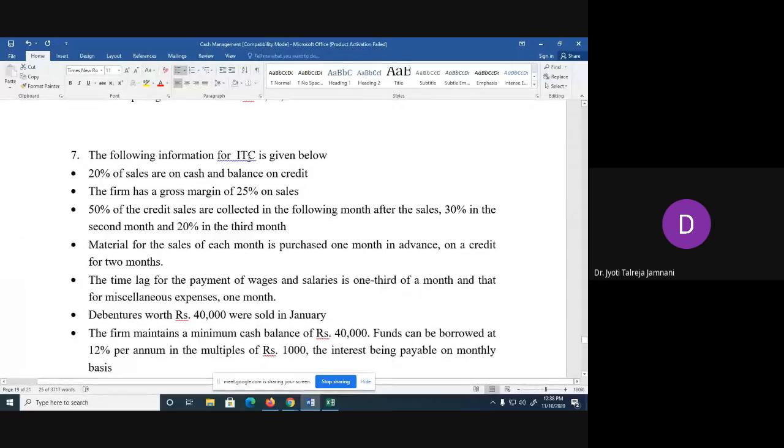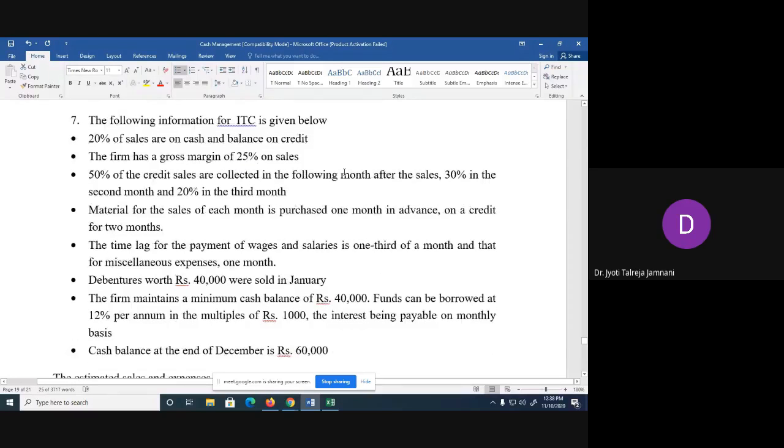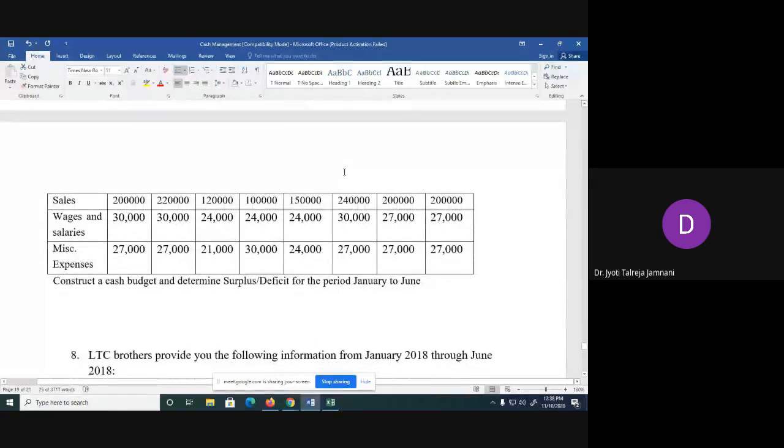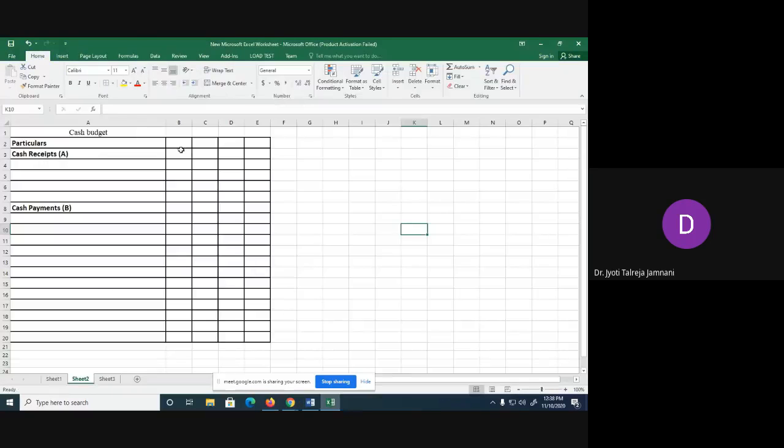Okay. The following information for ITC is given below. So they've given all the details. Let's see how many months they have asked us to prepare the cash budget for. Construct a cash budget and determine surplus or deficit for the period January to June. So we need to prepare it for 6 months, that is from Jan to June. So Jan, Feb, March, April, May and June. For all these months, we will prepare the cash budget.